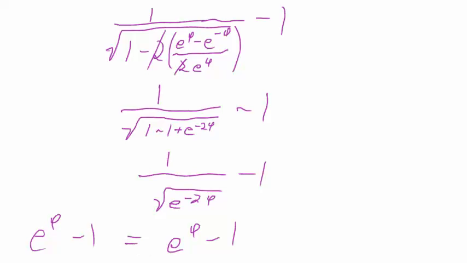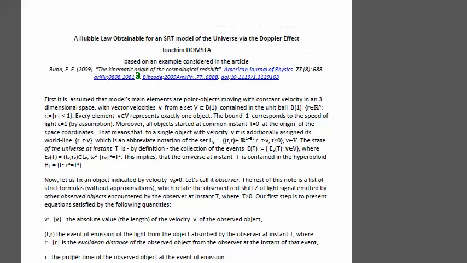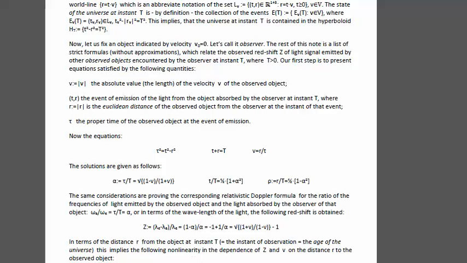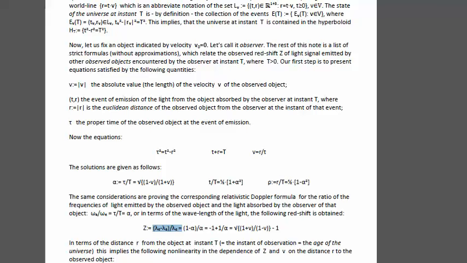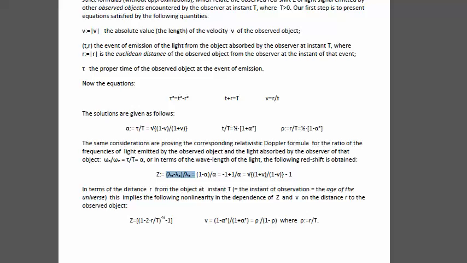So yes, that works. So I think in this paper, which is 1 page long, I found one possible typo and everything else is perfect. So the typo is right here and everything else looks like it came out just right. So thanks for watching.